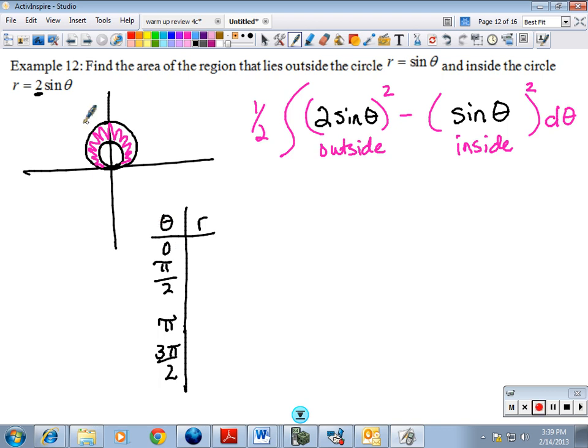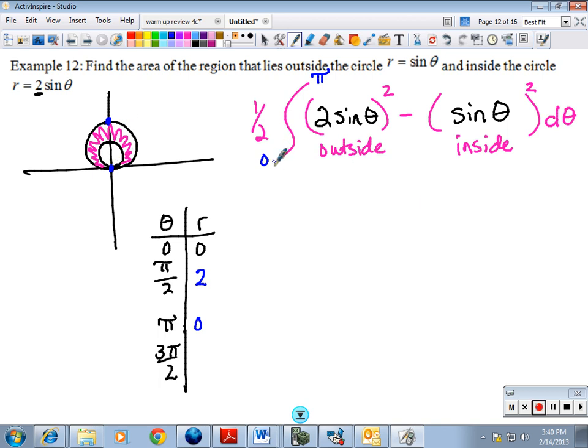So 0. Sine of 0 is 0, times 2 is 0. So it starts out at 0, 0. So that's my first point here. Pi over 2, sine of pi over 2 is 1, times 2 is 2. So it graphs this entire thing from 0 to 2 at pi over 2, and it's here. Pi is back to 0, and then it comes back. So it only takes from 0 to pi to get all the way around either one of your circles.